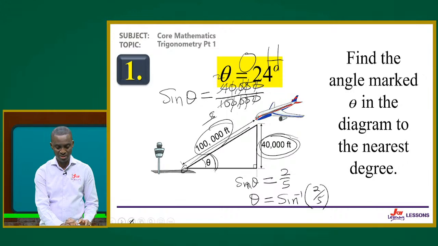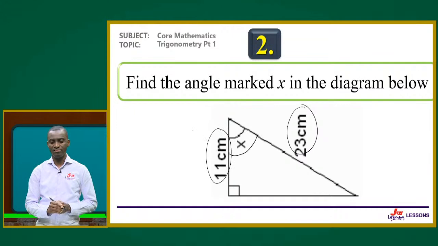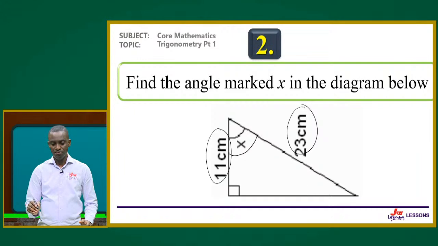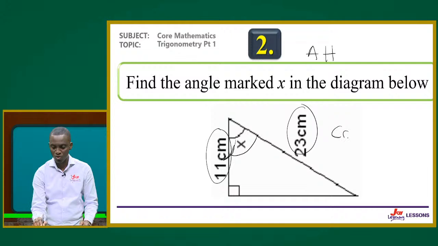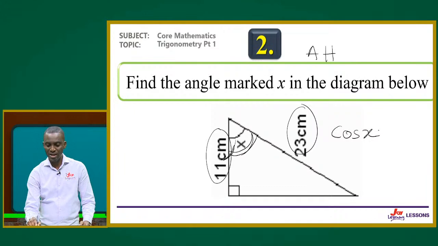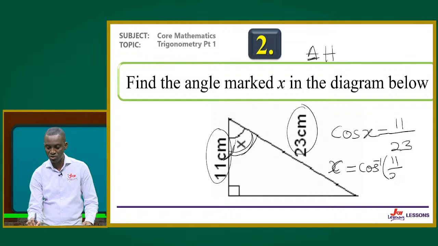Let's take example 2. Maybe you can try your hand on it and see. You want to find the angle marked X in this right angle triangle. You know one side is 11, and the other side is 23. 23 represents what? 11 represents what? You can try it. So 23 is H, and 11 represents the adjacent side of the angle, which is A. So we need cos of X, and the angle is X, remember? So cos of X is equal to adjacent side, which is 11, divided by the hypotenuse side, 23. Then, because we want to find X, we take the cos inverse of 11 over 23, and that will give us the answer.